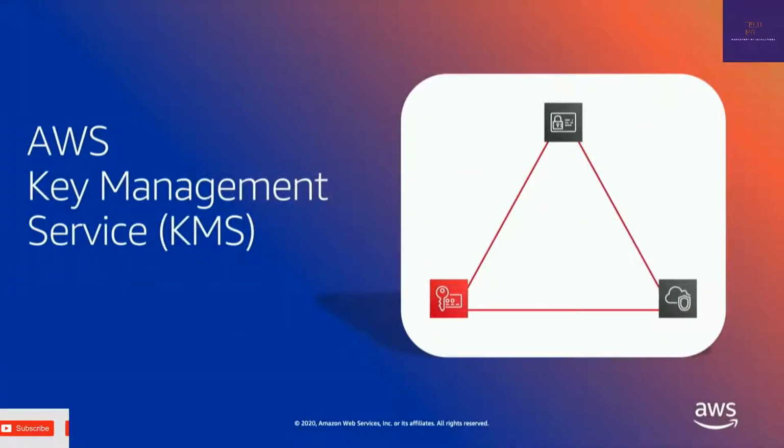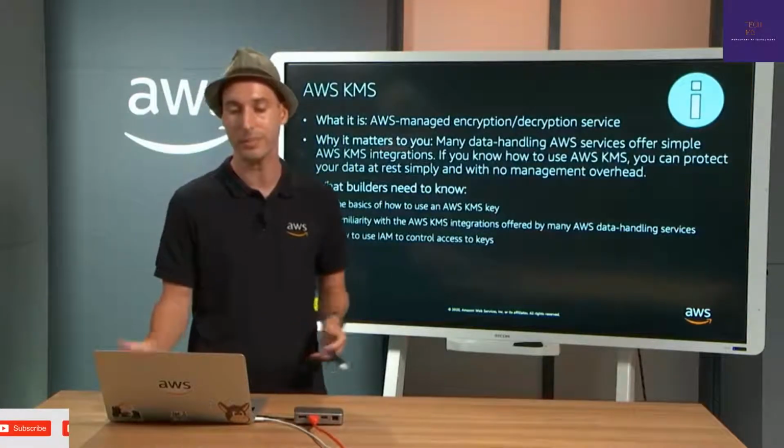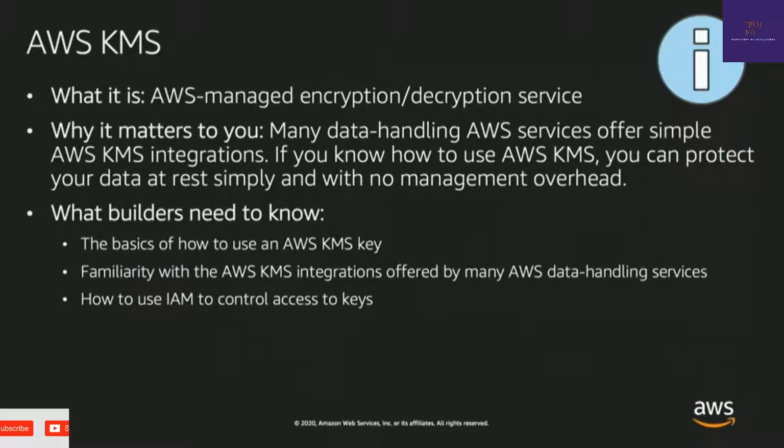And that's it. That's the basics of identity and access management. So now you know how to authenticate and authorize the identities in your AWS account. Next, let's move on to keeping your data secure with encryption. And we do this with AWS KMS, or Key Management Service. So what is KMS? It's AWS managed encryption and decryption for you.